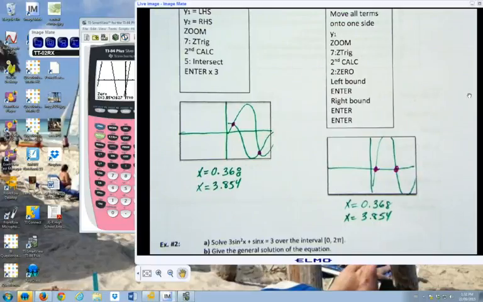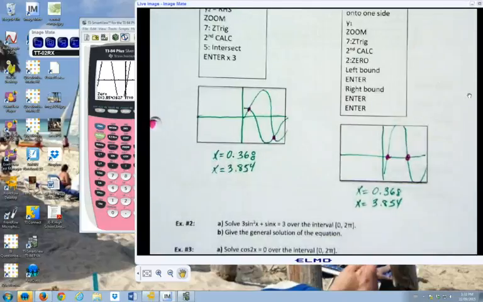Method 1, method 2. I don't care, pick whichever one you like better. Show me your thumb. Oh, that's not as many downs as I thought. Okay, let's go to example number 2.